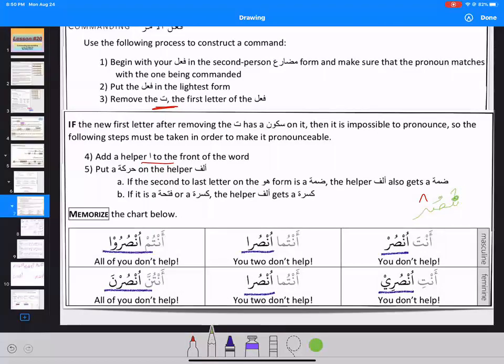So now this first letter has sukoon. I cannot pronounce that. So what should I do? I need to bring a helper alif. When I bring the helper alif, the question is what haraka I should give to this helper alif. So then I need to look at the second root letter. The root letters are noon, sad, and ra. So I need to look at the haraka of sad. What haraka does sad have? Sad has u sound. I would be happy to give it u sound.